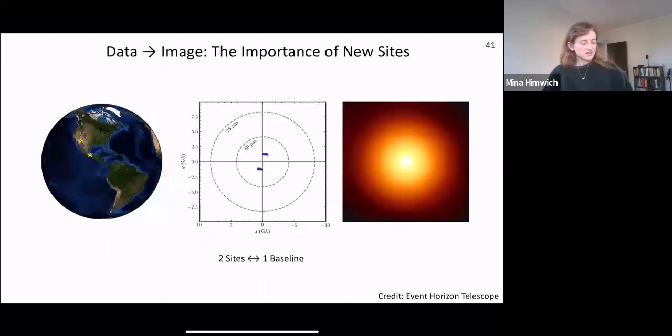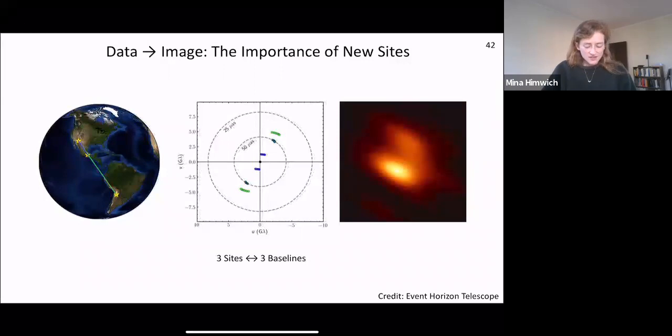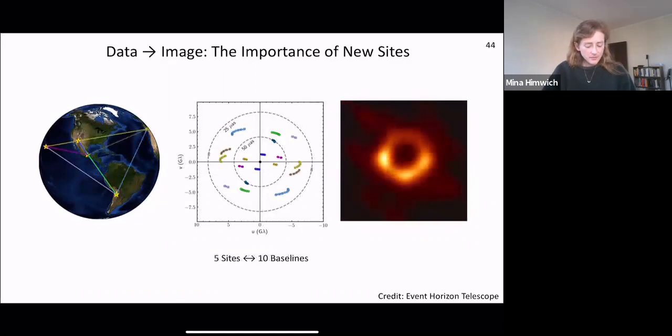And just as an illustration of what the data would look like with different number of sites, if we only have one baseline, which is 2 sites, you can't see anything. And as you add sites, you add baselines, and you're better able to reconstruct the image. So eventually we get to 5 sites and 10 baselines, and we can reconstruct the image pretty well.